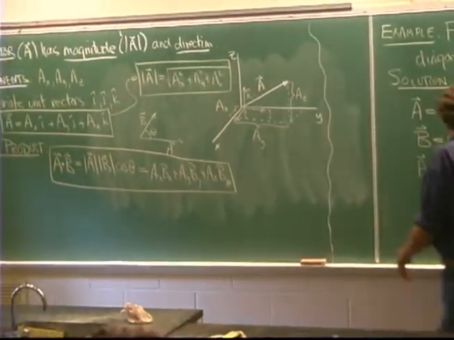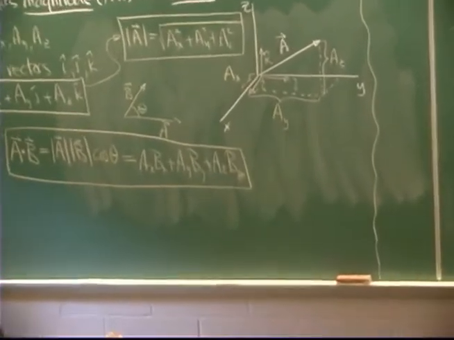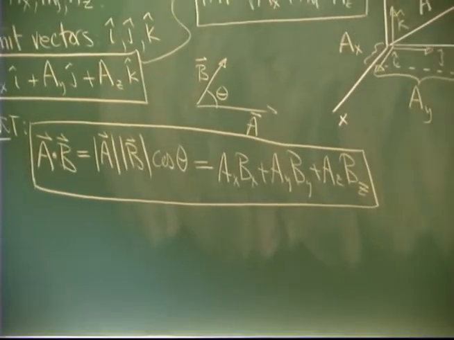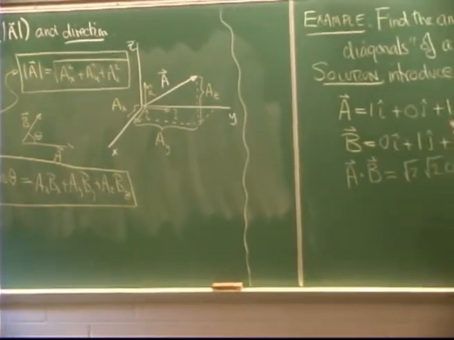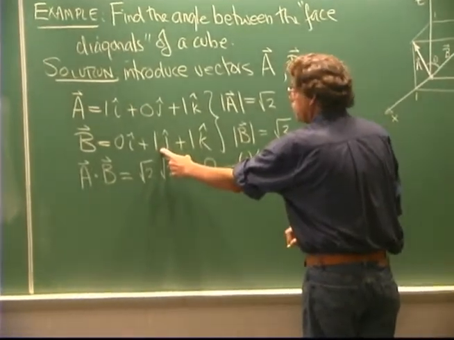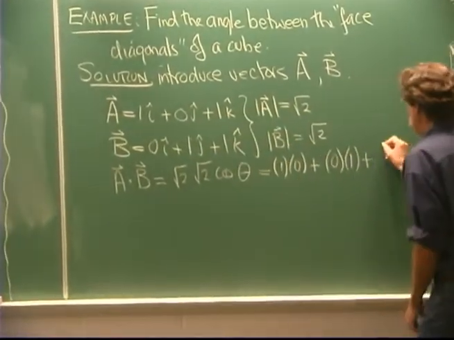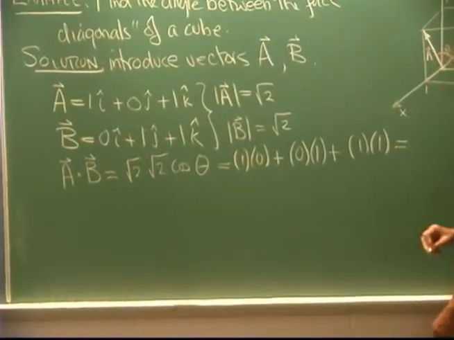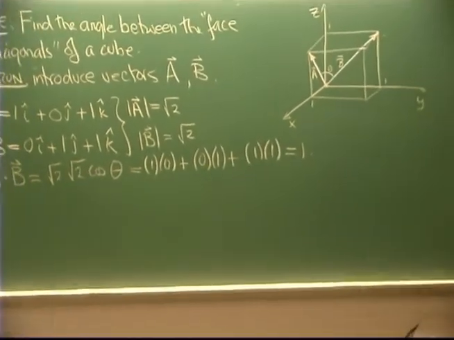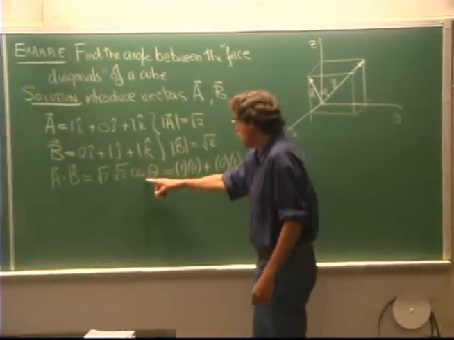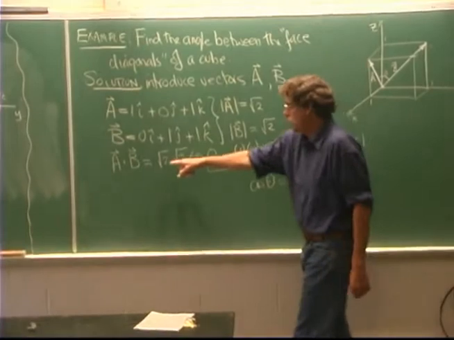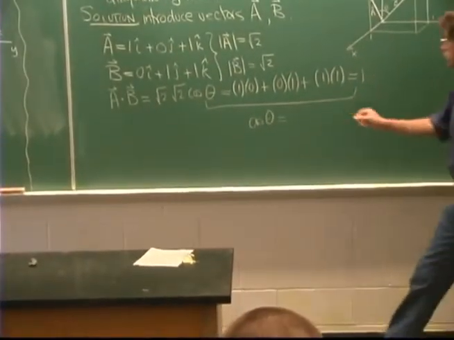On the right-hand side, however, it should be the sum of the products of like components. Well, with A sub x, B sub x, that's 1 times 0. A sub y times B sub y, 0 times 1. A sub z, B sub z. And the answer is 0 plus 0 plus 1, which is 1. Ah, how nice. Now I've got it, right? Cosine of theta, if I read this and this, it says that cosine of theta is equal to 1 over root 2 times root 2, which is 2. So cosine theta is 1/2.